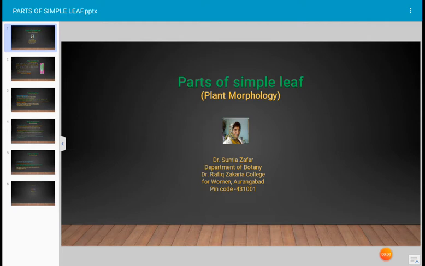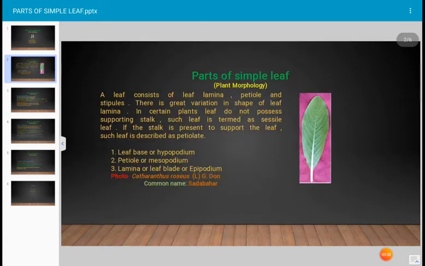Today's topic for discussion is parts of a simple leaf. The simple leaf consists of lamina and a stalk which is known as petiole, and sometimes a stipule is present at the base of the leaf. But an actual simple leaf consists of only petiole and lamina.